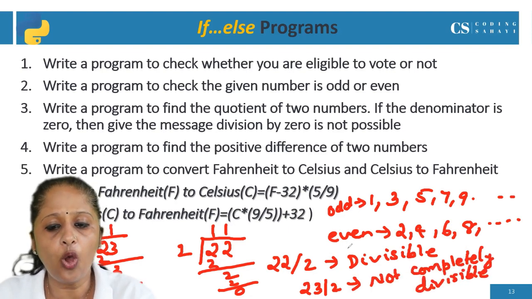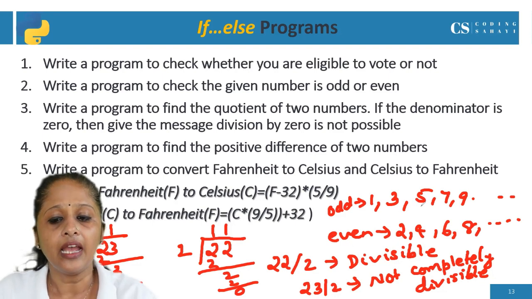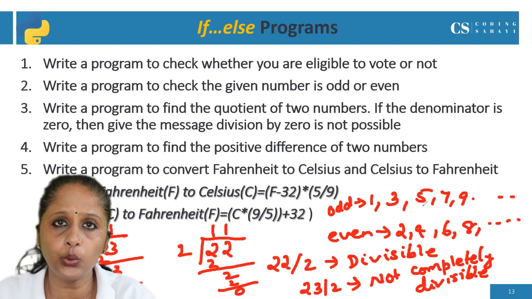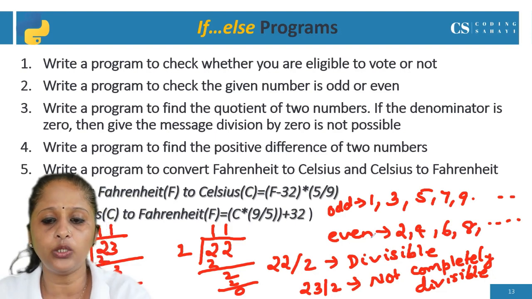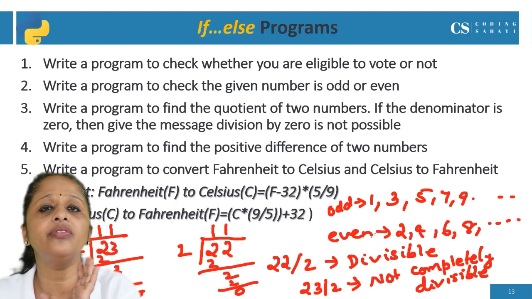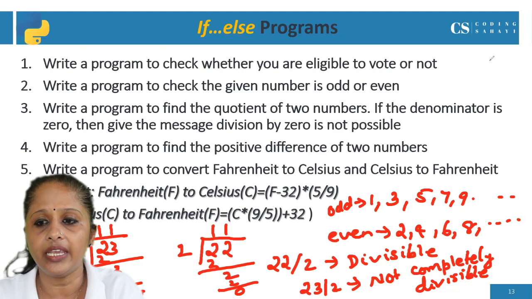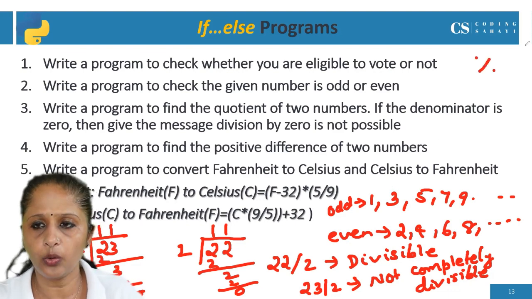So in case of odd or even, we can say if the number is completely divisible by 2, then it is an even number, and if it is not divisible by 2, then it is an odd number. So for finding out the remainder, which operator can we use? We can use the modulo operator. Okay, let's see the program.